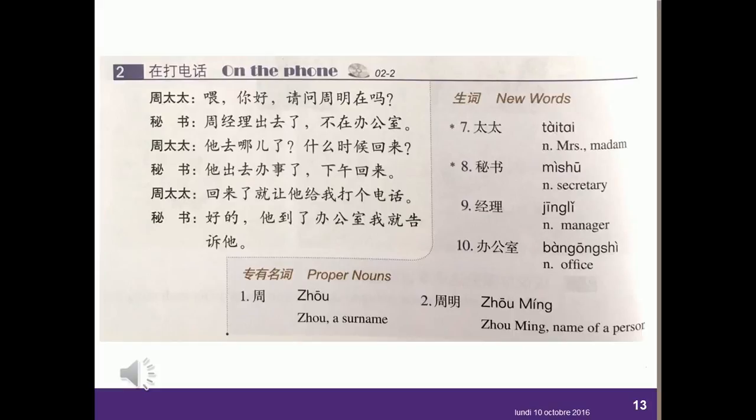Okay. Then 秘书说, 周经理出去了, 出去了. It didn't indicate where, but it means definitely not in the office or out of the building, but he's not here. 出去了，不在办公室。Then 周太太 asks again, 他去哪儿了? Where did he go? 什么时候回来? When will he come back? 回来。So that's another word, complement of direction. 什么时候回来?